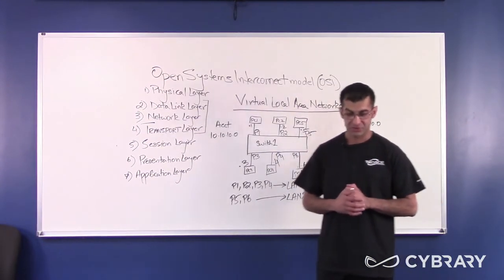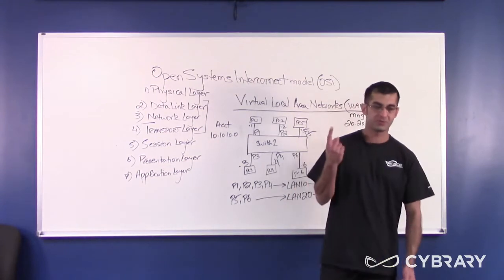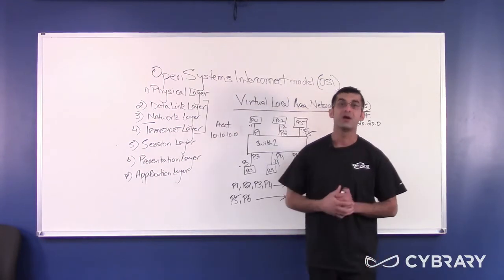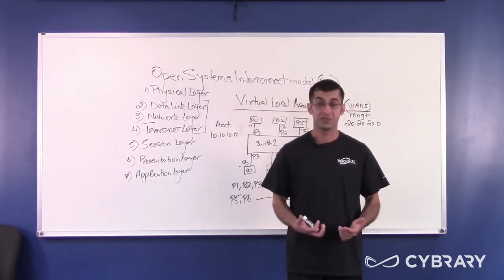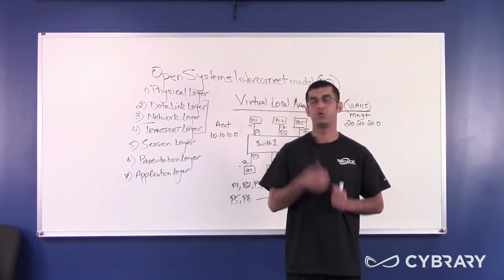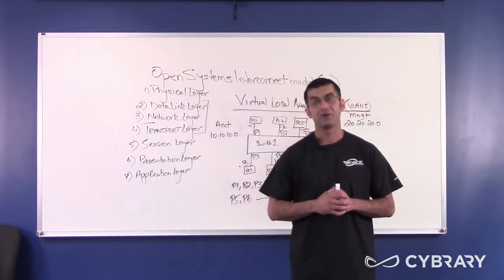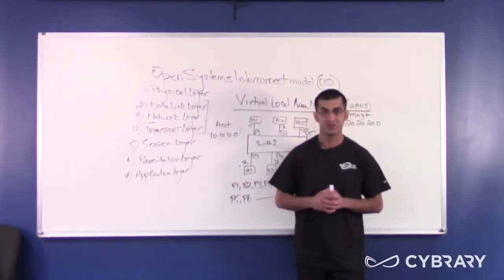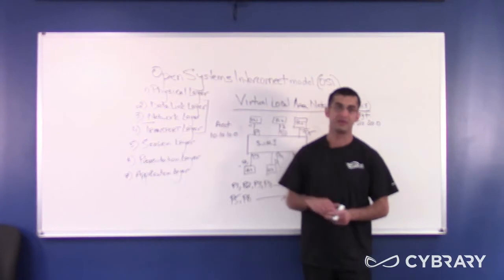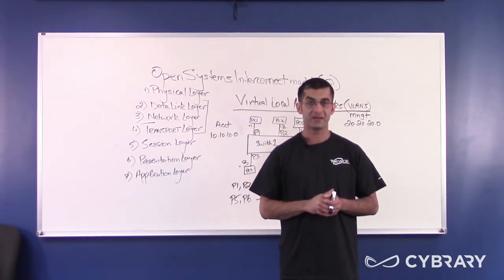VLAN 1 on a switch and VLAN 1002 through 1005, that's 1002, 1003, 1004, and 1005, are default VLANs, which means they already exist on the switch, and they cannot be deleted. Okay, so VLAN 1 and 1002 through 1005 are default VLANs, and they cannot be deleted. Now, by default, all ports on a switch belong to VLAN 1. Once again, and I'll be showing you that in a few minutes, by default, all ports on a switch belong to VLAN 1.